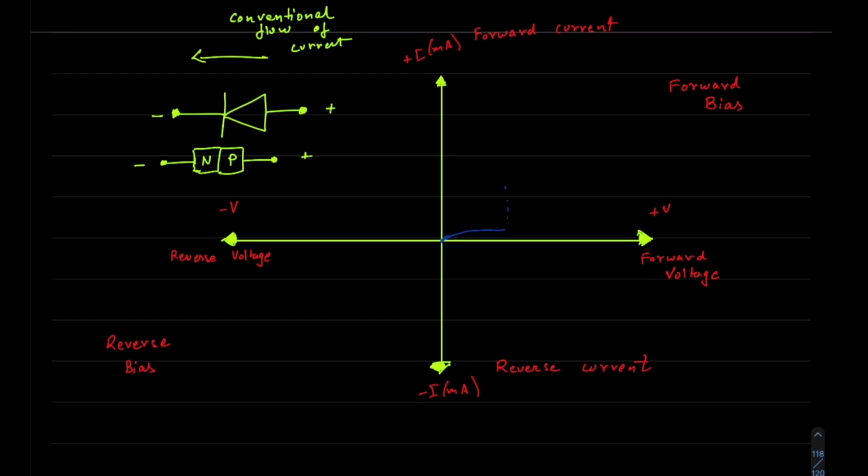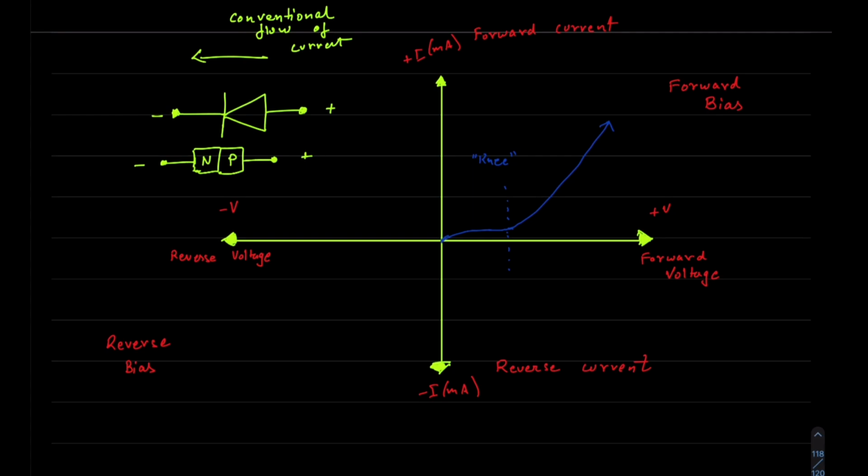Here we reach the knee of the diode. Remember again, the knee is 0.3 volt for germanium and 0.7 volt for silicon. As soon as we reach the knee, our current starts increasing rapidly with very little increase in voltage. So after the knee, the current just goes up rapidly.